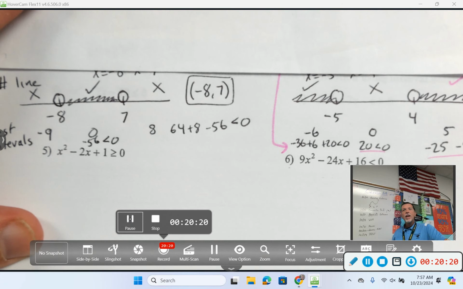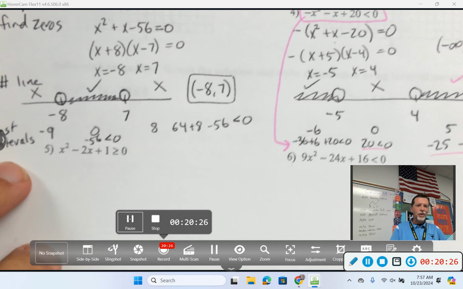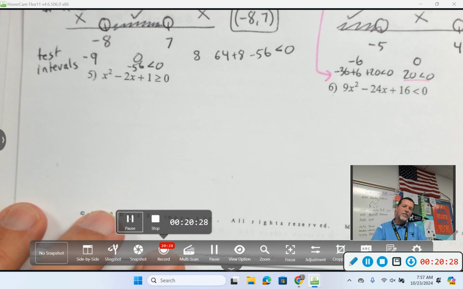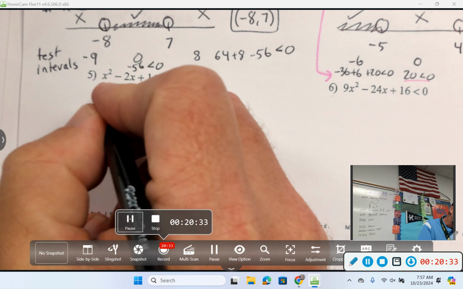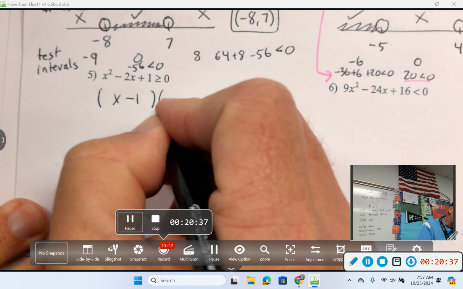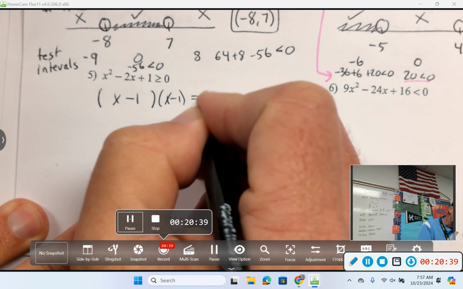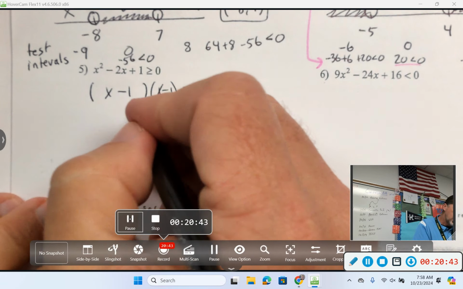So, okay, let's do the next one, because Caroline asked a good question. Will it always do that? Well, let's do number 5 and see what happens. No, because we don't have one answer. Okay, well, it does only have one answer. That's okay.